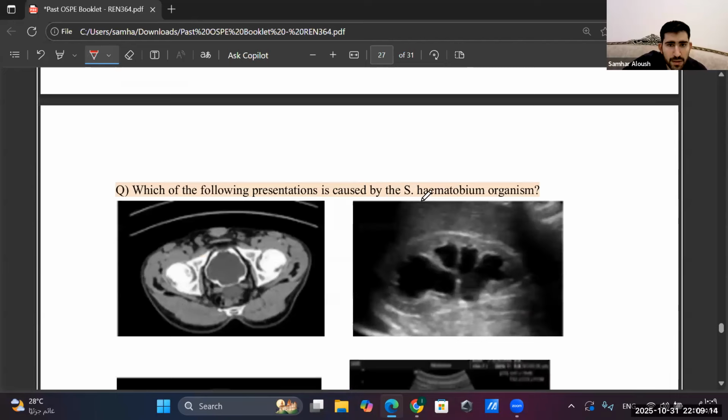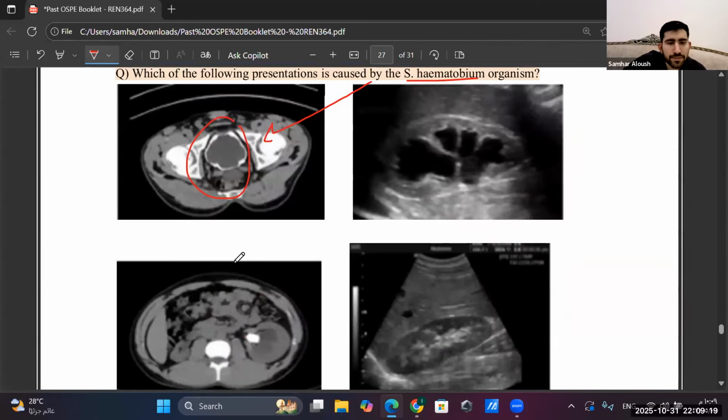Which of the following is caused by schistosoma? Schistosoma causes bladder calcification. So it's this one.